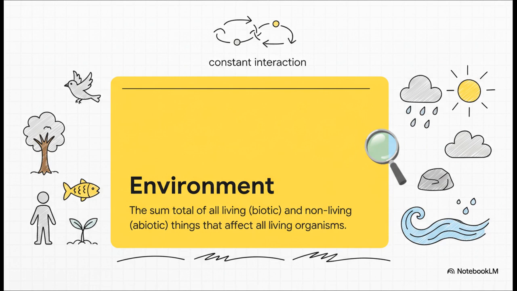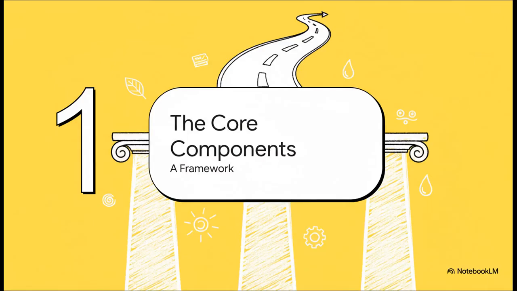Everything, and I mean everything, falls into one of two buckets. You have biotic things. That's all the living stuff, from the tiniest bacteria to the biggest whale. And then you have abiotic things, the non-living stuff like rocks, air, and water. The real magic happens where those two meet and interact. To really make sense of this whole thing, we can group everything into three fundamental pillars. Think of this as our guide, our map, to understanding how our world actually functions.